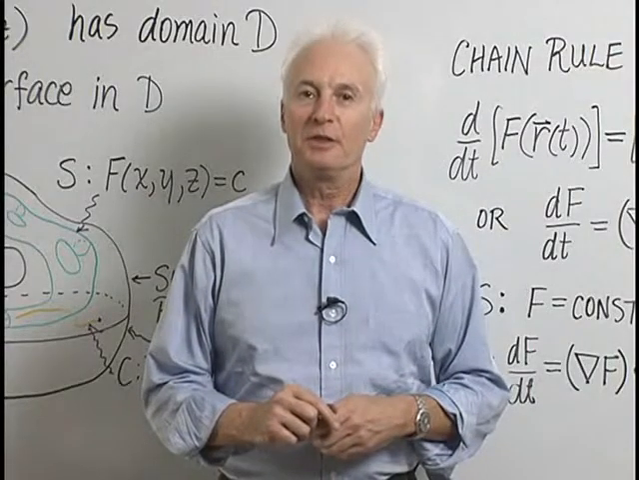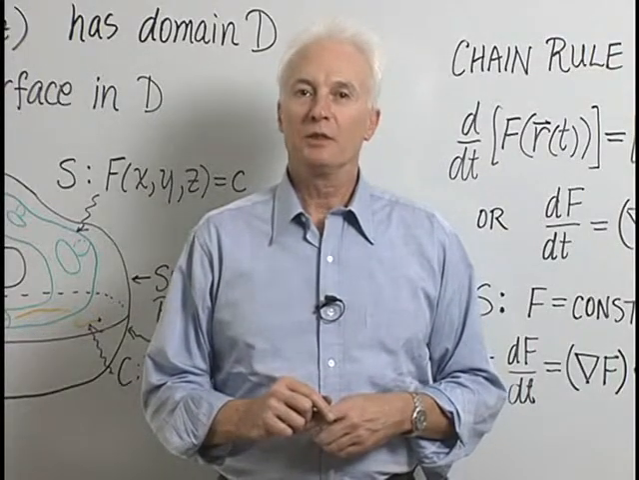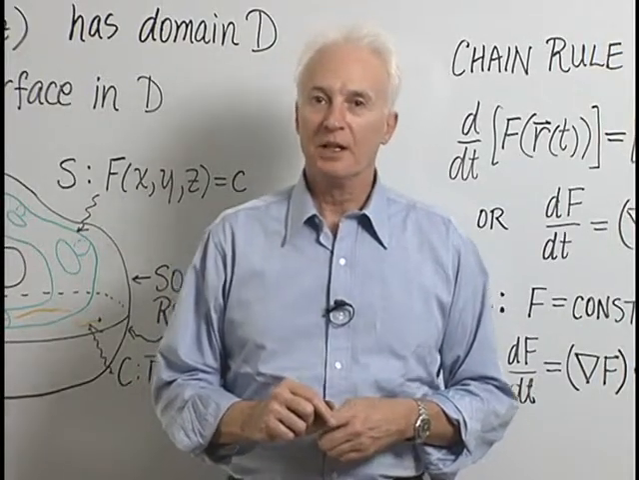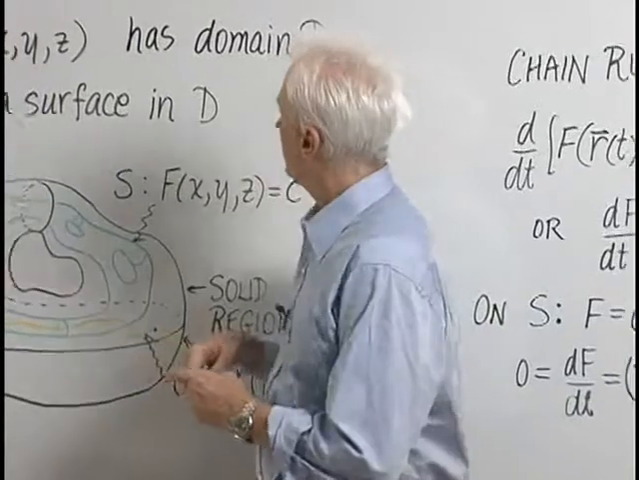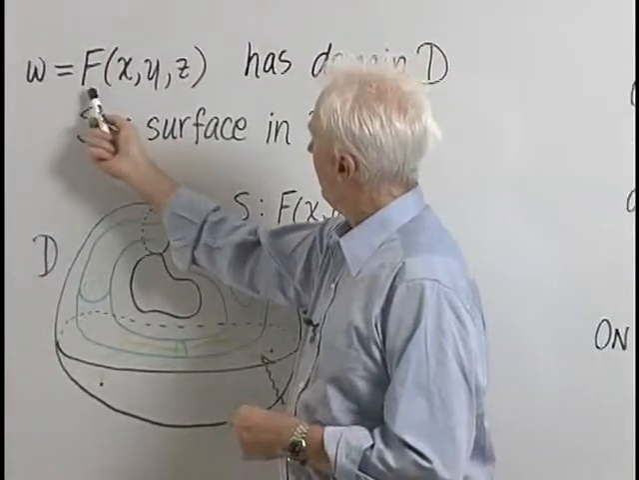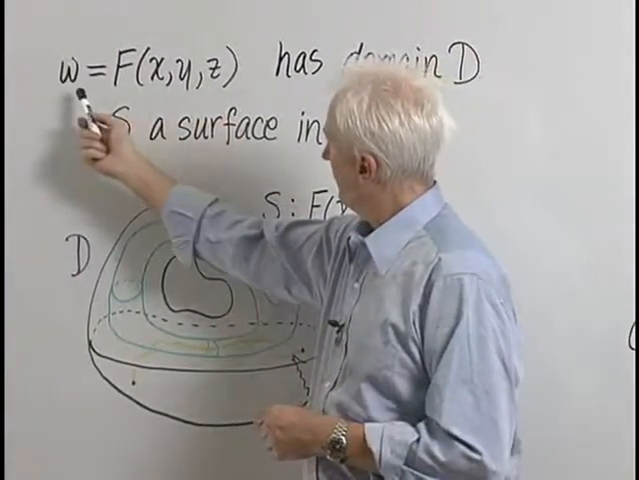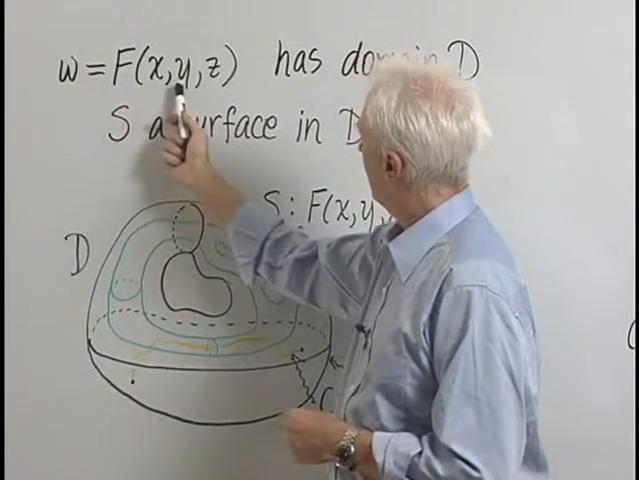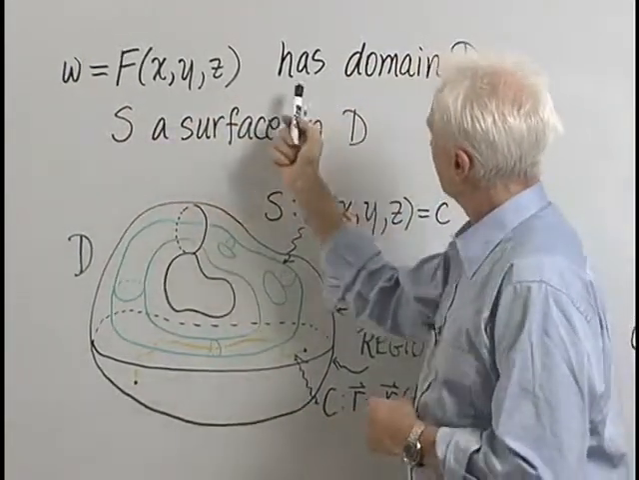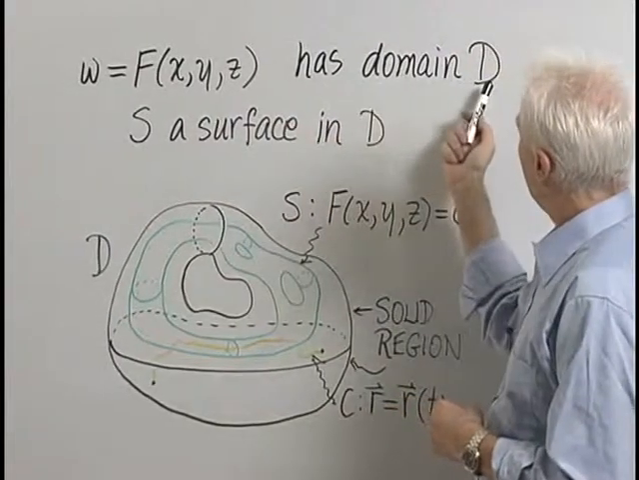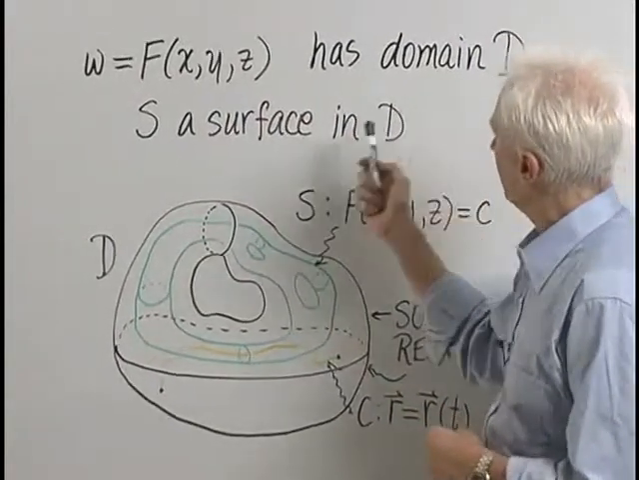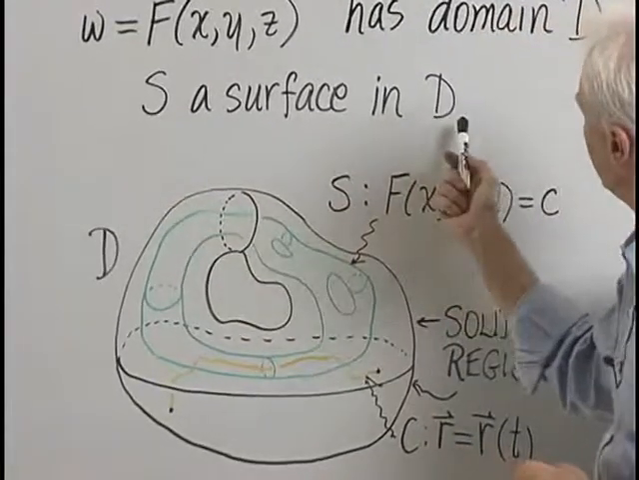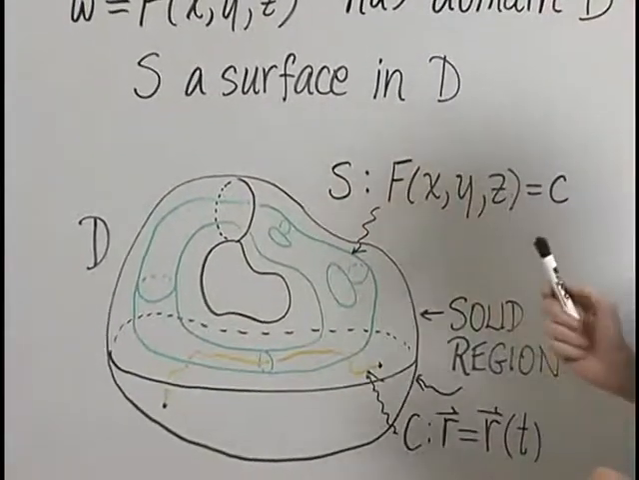Hello, I'm Dr. Maurice Dupre, and in this section we're going to discuss tangent planes and normal lines. Well, to begin, let's consider the function capital F of three variables. So we'll have the variable w equals capital F of x, y, z, and we'll suppose this function has domain capital D. And let's also consider capital S, a surface inside the domain of capital F.